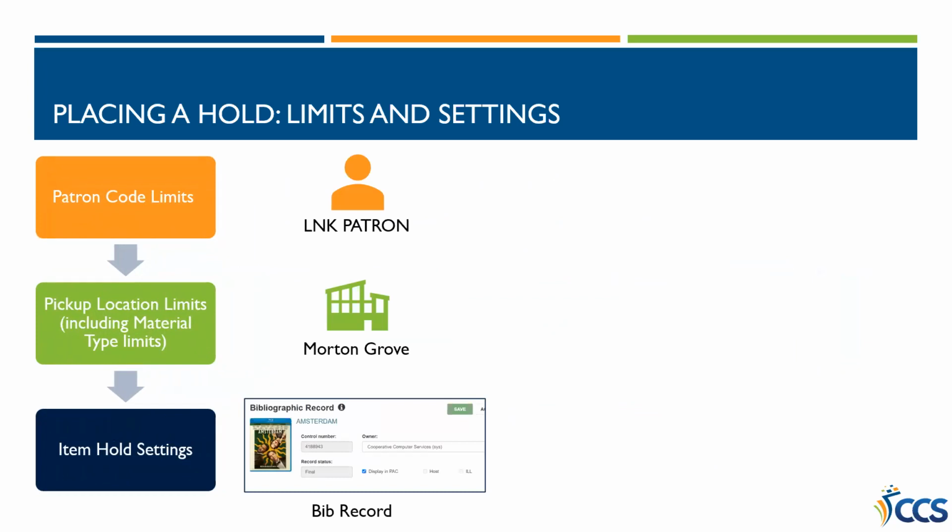So we're at the help desk and we're placing a hold for a patron. Let's say this patron is a Lincolnwood patron and they have a patron code of LNK patron. And they're placing a hold for a pickup at Morton Grove. And we're placing a hold on this bib record. This is for a relatively new Blu-ray title, let's say.